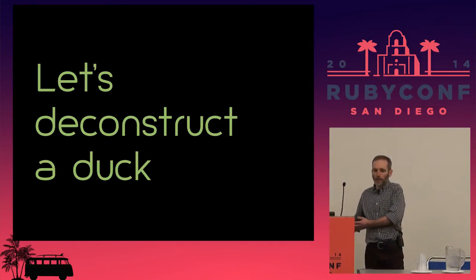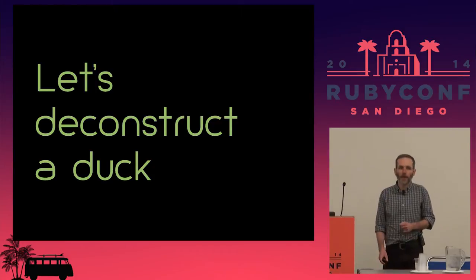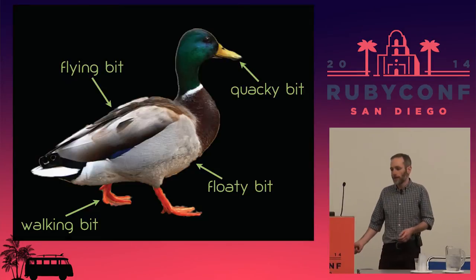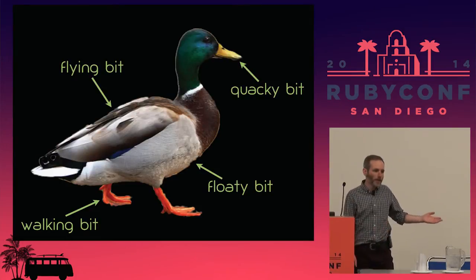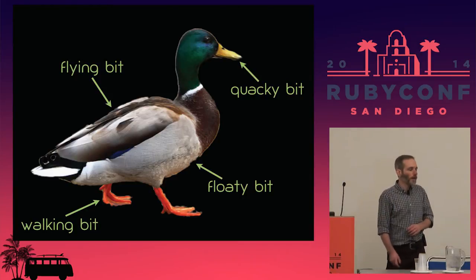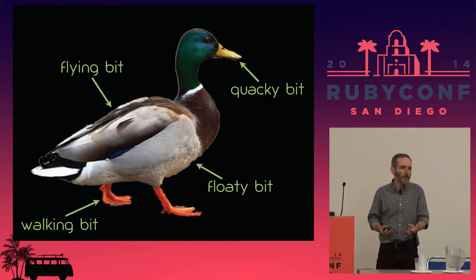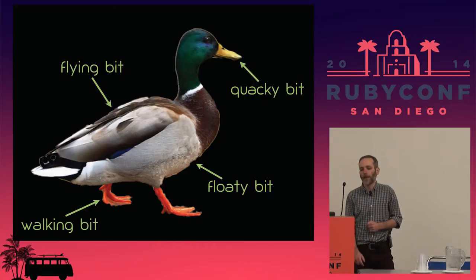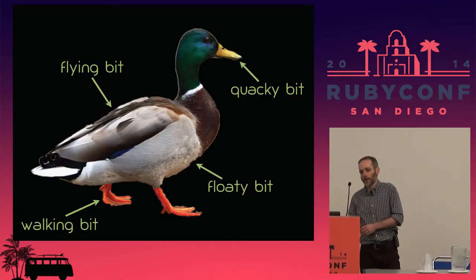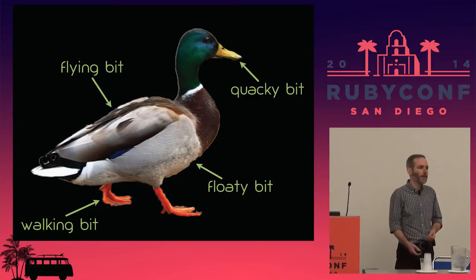And luckily for me, ducks are pretty common. It's going to be quite easy to find some kind of reference material. So I've chosen this chap. This is a mallard. This is a pretty typical duck. And I'm going to break this down into manageable chunks so we can build it up again. Now, I don't build ducks for a living, but I do write Ruby, so I like to think that I understand the important aspects of a duck.